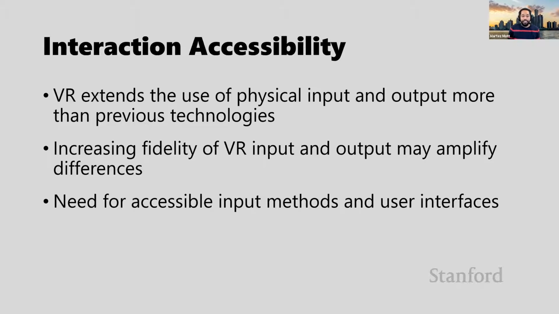So when we make these VR inputs and outputs, when we increase the fidelity of them, essentially what we're doing is importing a lot of the things that are inaccessible about the physical world into the virtual world. If there is an action that was hard for you to do in the real world, but now the virtual world expects you to perform that action the exact same way, we're just making the virtual world as inaccessible as the real world. So we need to really think about accessible methods and user interfaces that can work well for the more accessible devices that we also create.